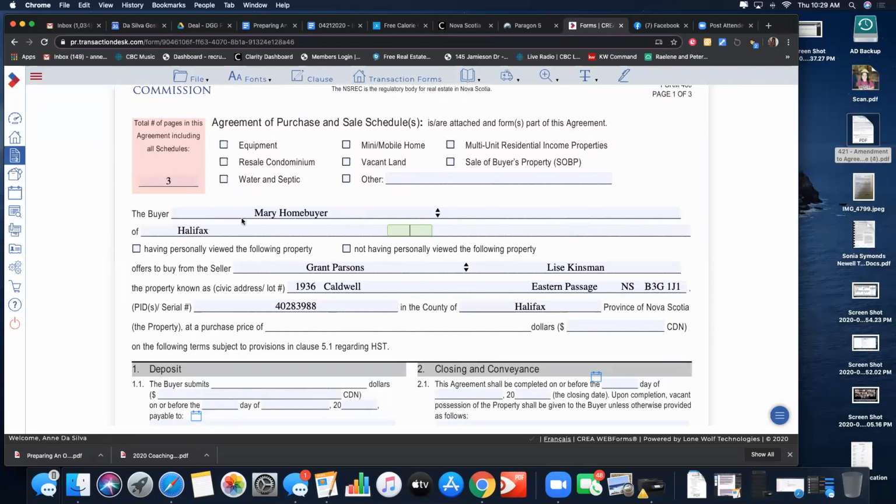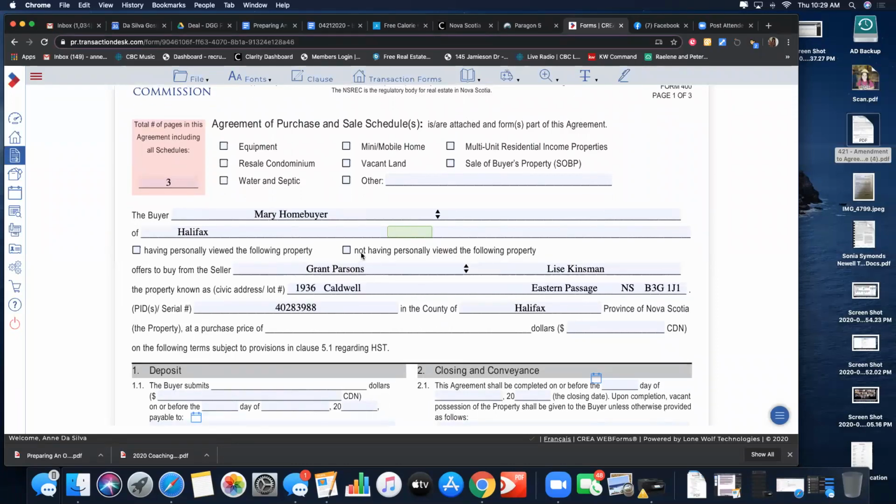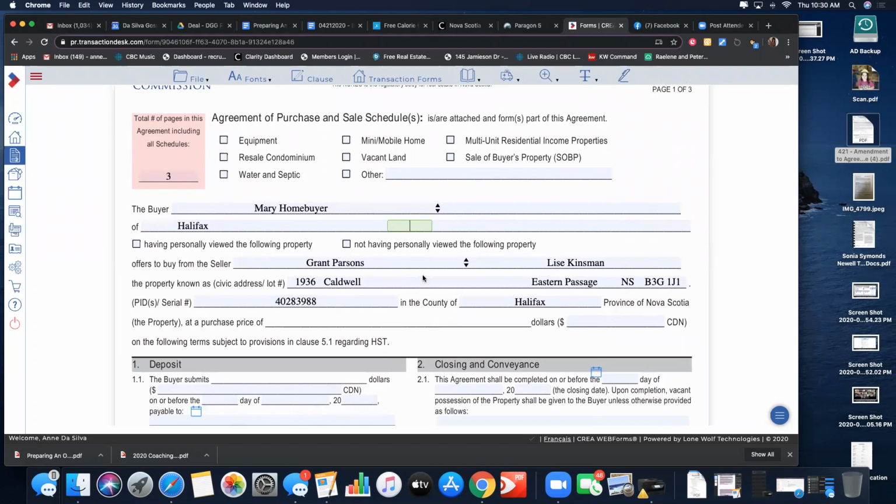The next piece is having personally viewed or not personally viewed the property. That comes from the conversations we've had, for example, about COVID. If you've shown it to them by video and they're going to view the property later in person, you would be saying that they have not viewed the property, and you would add a clause later to quantify that they're going to view it in person later and be satisfied, etc. In most cases, you're going to be ticking that they have personally viewed it. It's extremely rare, in the amount of deals you're going to write in your career, that they haven't seen the property. Then you're going to have the names of the sellers.